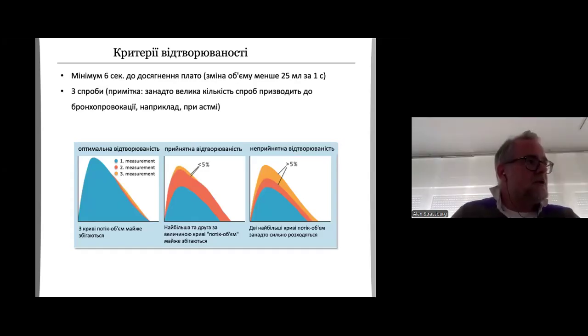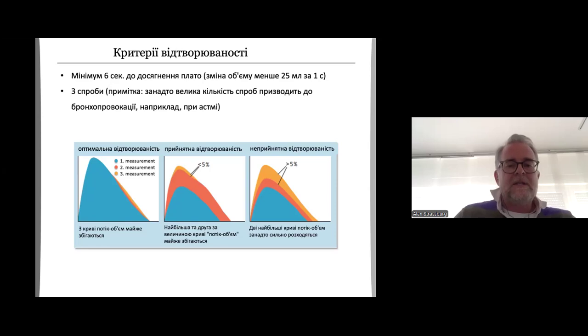As I mentioned, in the first place, we perform 3 tests in a row. We do this because we want to check the reproducibility of the test. We want to show that the patient is really doing the same testing 3 times in a row with the same force. And for that, we've got criteria.